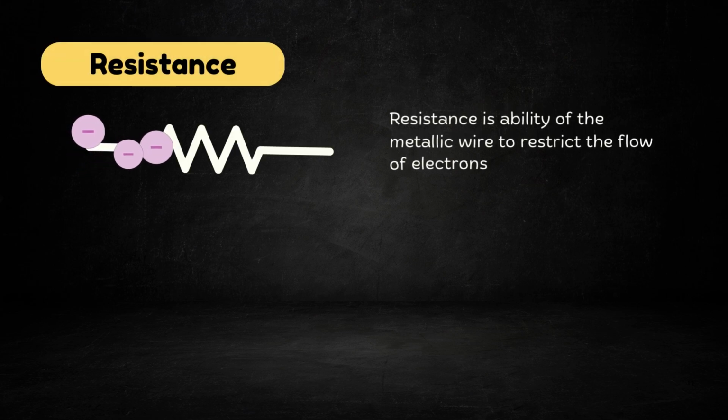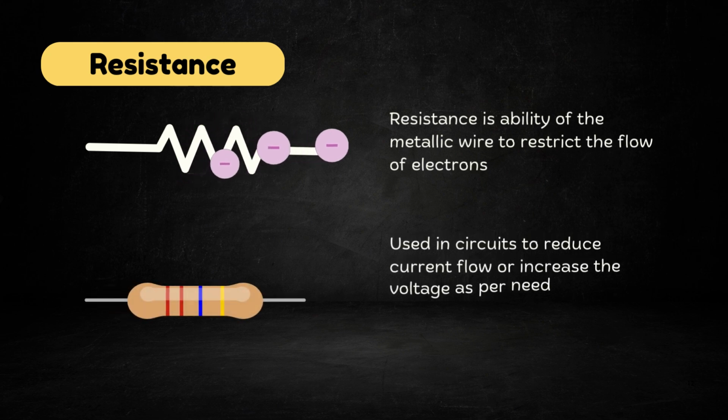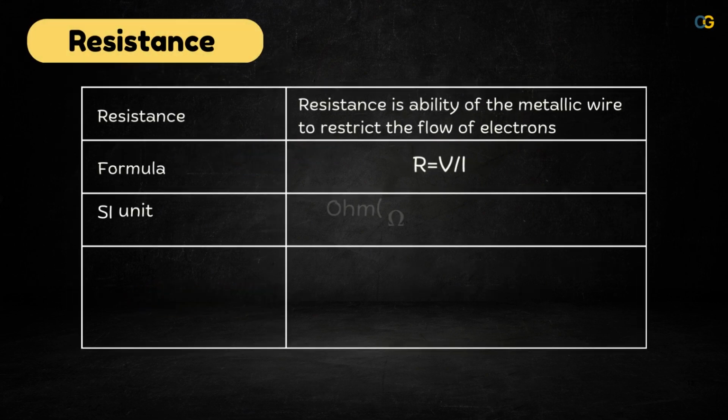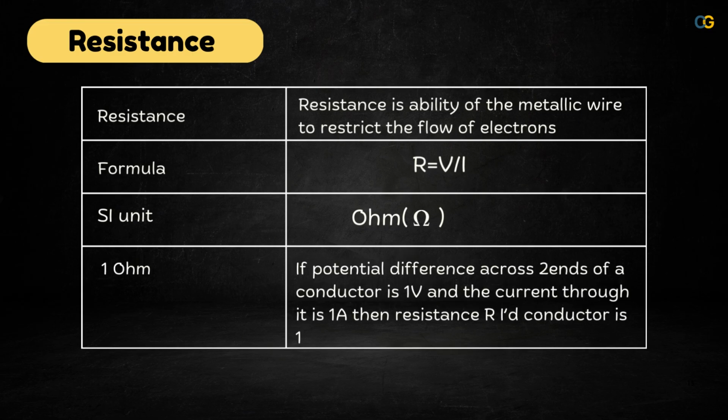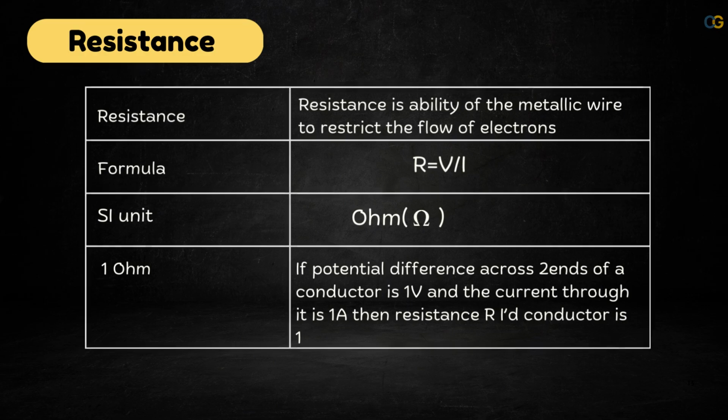Let us understand resistance in clarity. Resistance is an ability of a metallic wire to restrict the flow of electrons. It is used in circuits to reduce the current flow or increase the voltage as per the need. The SI unit of resistance is ohms, given by the symbol Ω. The definition of 1 ohm is, if the potential difference across two ends of a conductor is 1 volt and the current through it is 1 ampere, then the resistance of the conductor is 1 ohm.